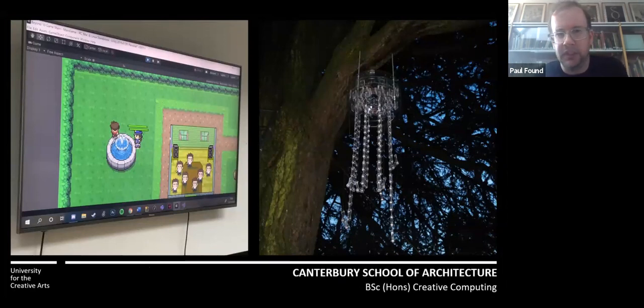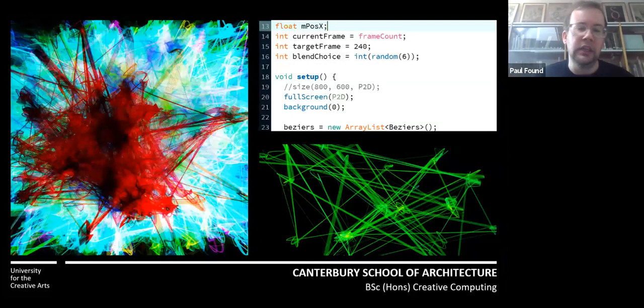The picture on the right was an installation that was placed in one of the trees on our campus. It hung down like this, but as you approached it, sensors would detect that somebody was there, so it would curl up, almost hide in the tree. So that's some of the things that our students have done before.